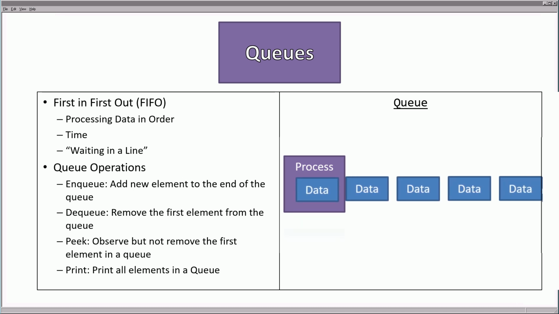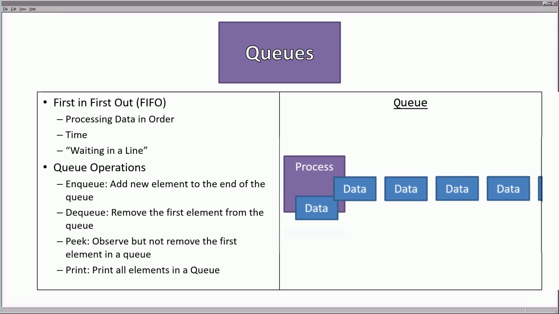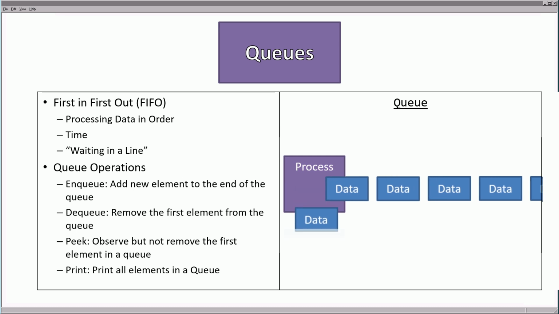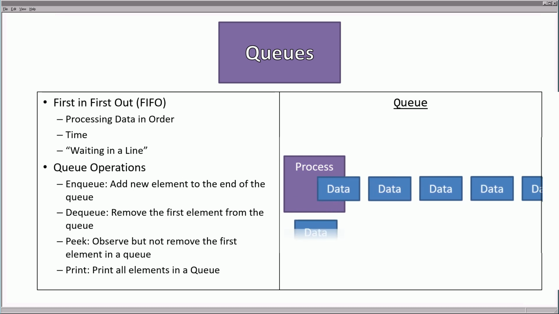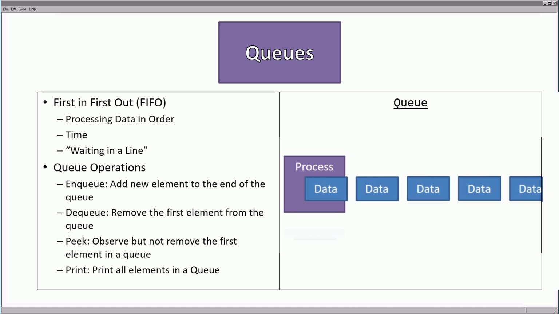Now, queues have operations that are universal. When you add an element to a queue, this is called enqueuing. When you remove an element from the queue, it's called dequeuing. Now, a little further detail. When you enqueue, you always enqueue at the end of the queue, and when you dequeue, you always remove the first item from the queue. This preserves the first in, first out nature of a queue.